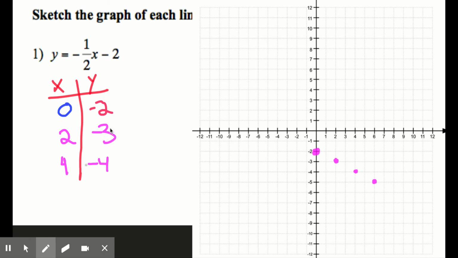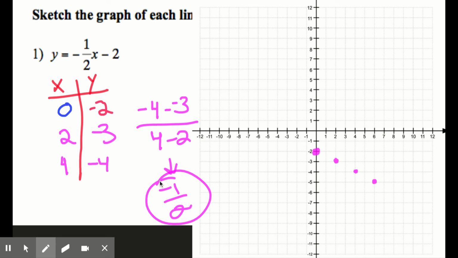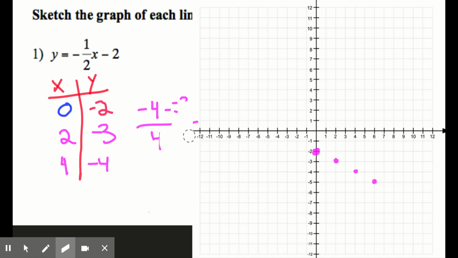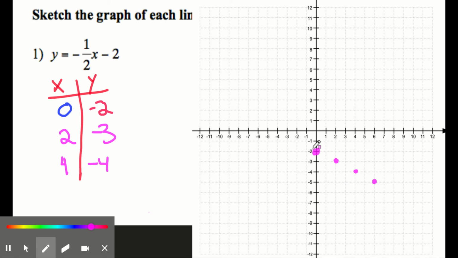Right? Let me confirm. Does this really actually produce this slope? Change in y over change in x. -1 over 2. Wow. Okay. So clearly what I'm doing is working, right? And I've got this equation, and now I've got the visual representation of it. I've got this line. Awesome.